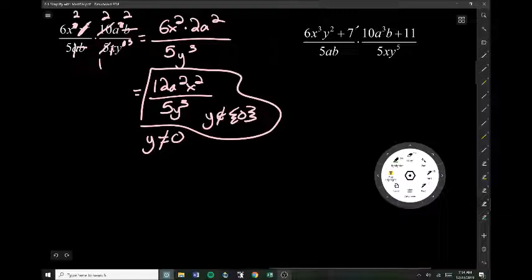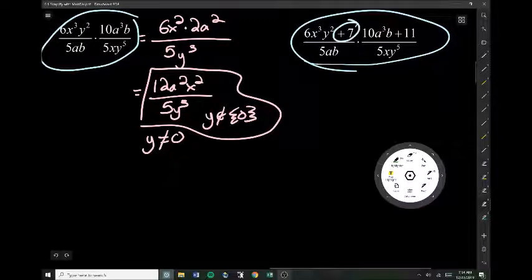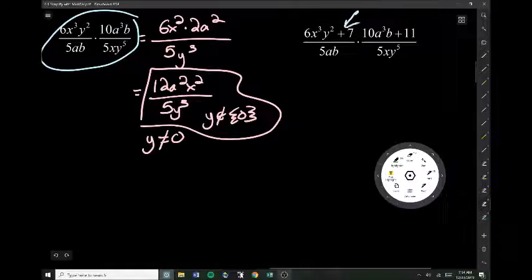Notice here the fact that these two problems are the exact same, right? If I clean up this one a little bit, this expression and this expression are so very close, but this plus 7 and this plus 11 ruins everything. There's no factoring or simplifying I can do because I can't cancel whole entire factors. There's addition at play with the multiplication, so I have to think of this as one single term.